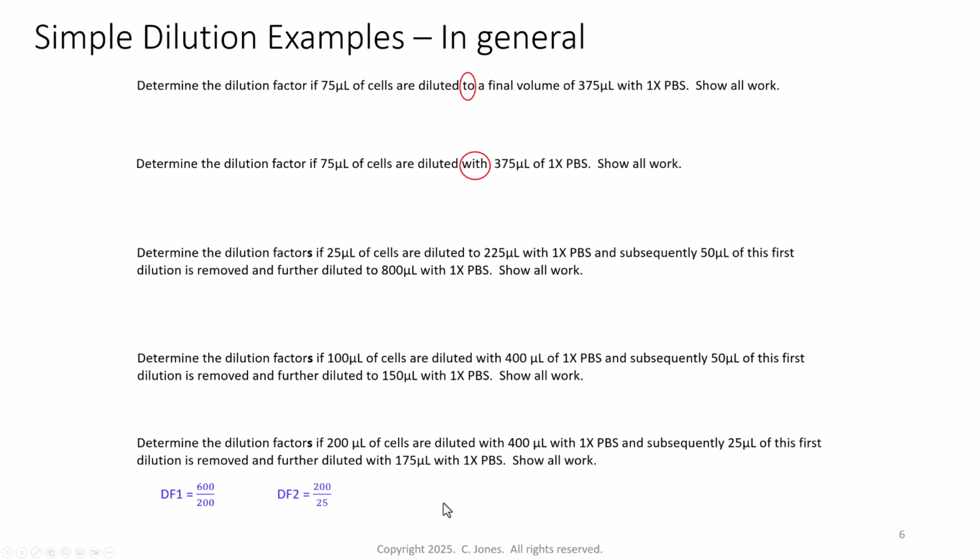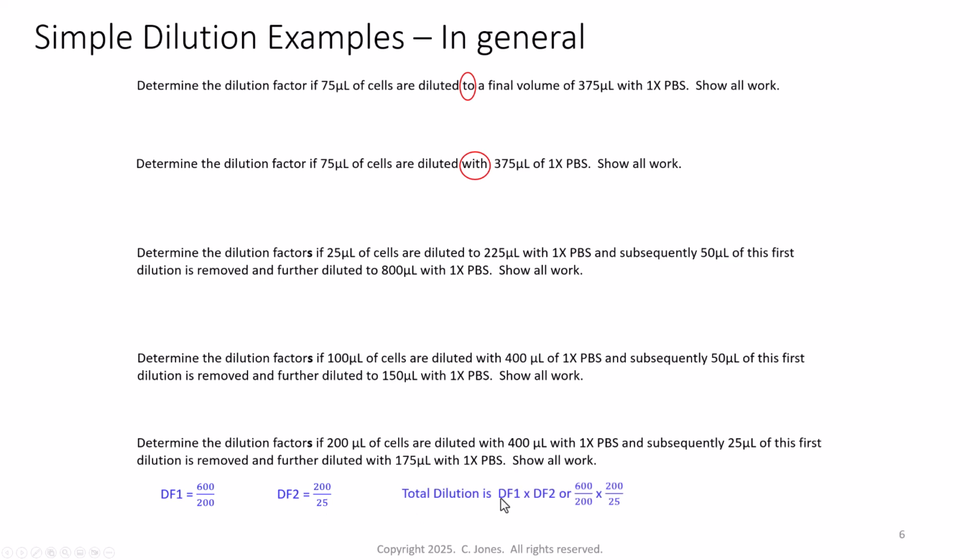In dilution factor 2, we also used "with." So we have 25 microliters combining with 175 microliters of PBS. So 25 plus 175 is 200. And our starting volume was 25. So V2 is 200. Again, 25 plus 175 divided by the initial volume, 25 microliters.